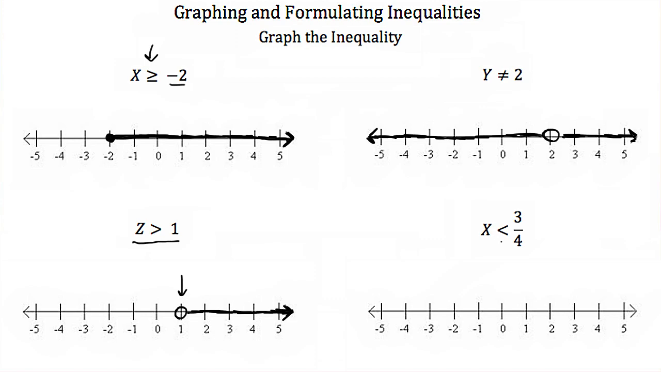And then our last example, x is less than 3/4. Again, there's no equal sign. It's not x is less than or equal to, it's just less than. So you go to about 3/4 and you put your open circle, and then it's any number less than 3/4. So you fill in everything to the left. Again, because all of these numbers are less than 3/4 and they're all valid answers for x.